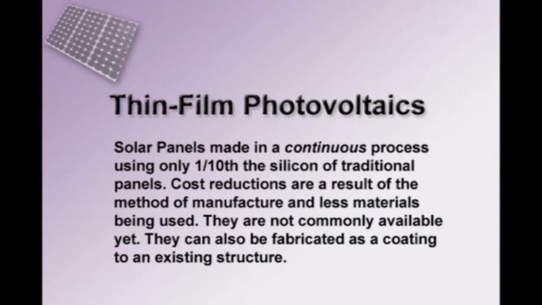Thin film photovoltaics are the latest technology. They are solar panels made in a continuous manufacturing process using only 1/10 the silicon of traditional panels. The cost reductions are a result of the method of manufacture and less materials being used. They're not commonly available yet. They can also be fabricated as a coating to an existing structure. Flexible amorphous panels actually can be bent, and they're primarily used in maritime and portable operation, and they're very costly.